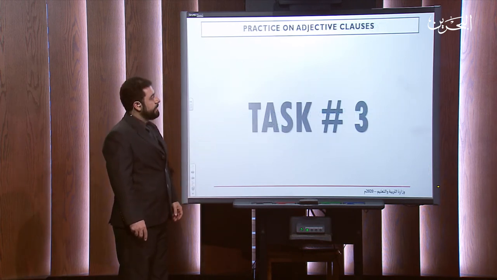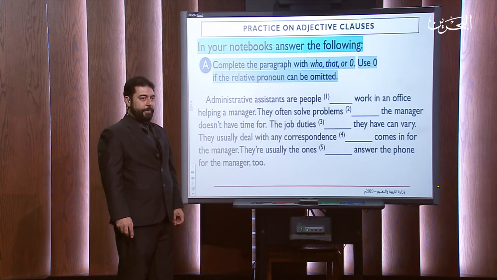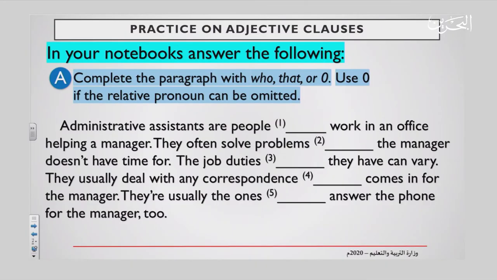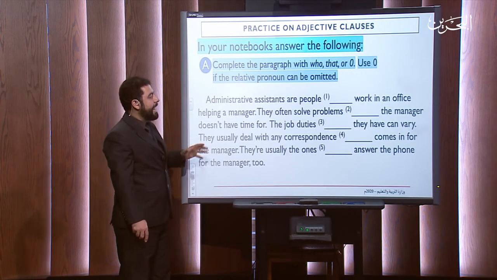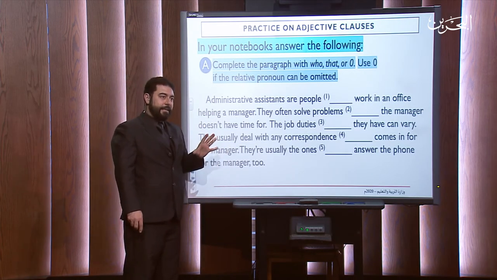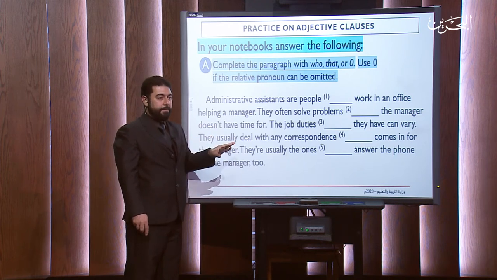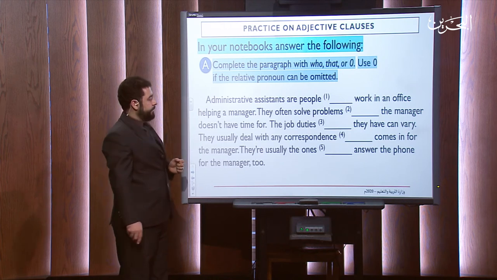Task number three. This time it's practice on adjective clauses. In your notebooks, answer the following. A, complete the paragraph with who, that, or nothing. This zero, if you can see it here, means nothing. You do not add anything. You just leave it there. Use zero if the relative pronoun can be omitted. So if there is a choice between adding a relative pronoun or not, just leave it there. Okay. I'm going to read it to you, and let's do it.